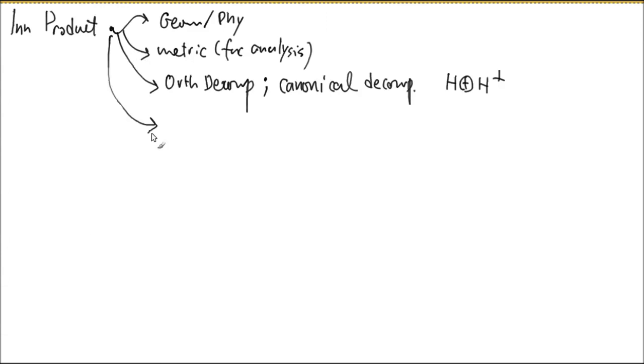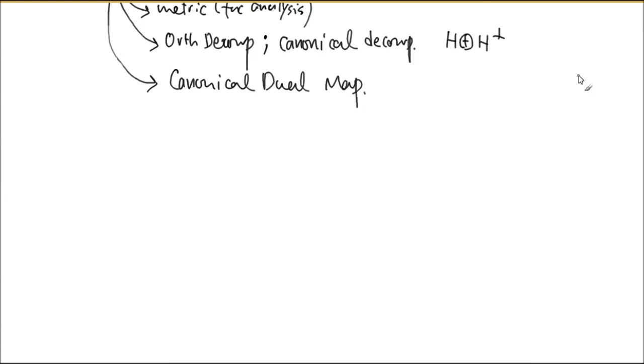That's another thing we're going to learn today: the canonical dual map. I'm going to introduce a dual map, which was the homework problem from the last lecture. Here there is no inner product. We did this in session 1 or 2 in a more general context.